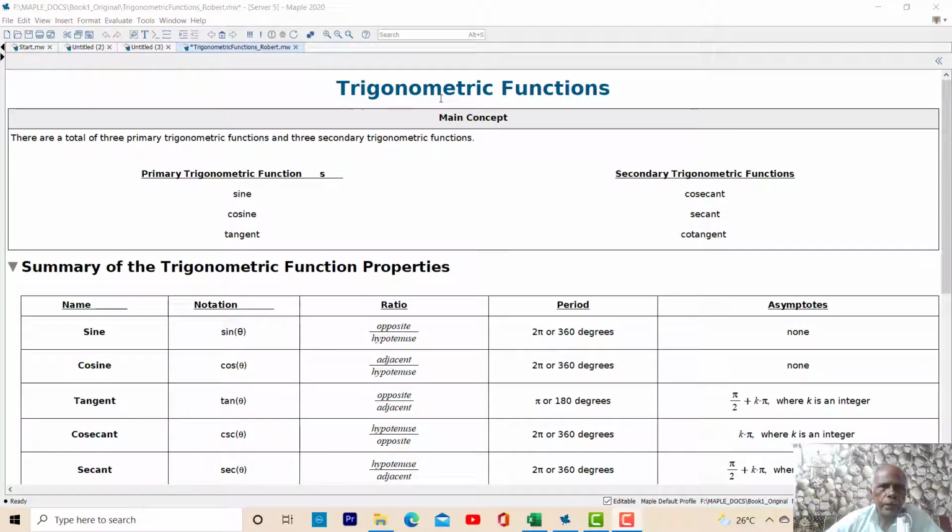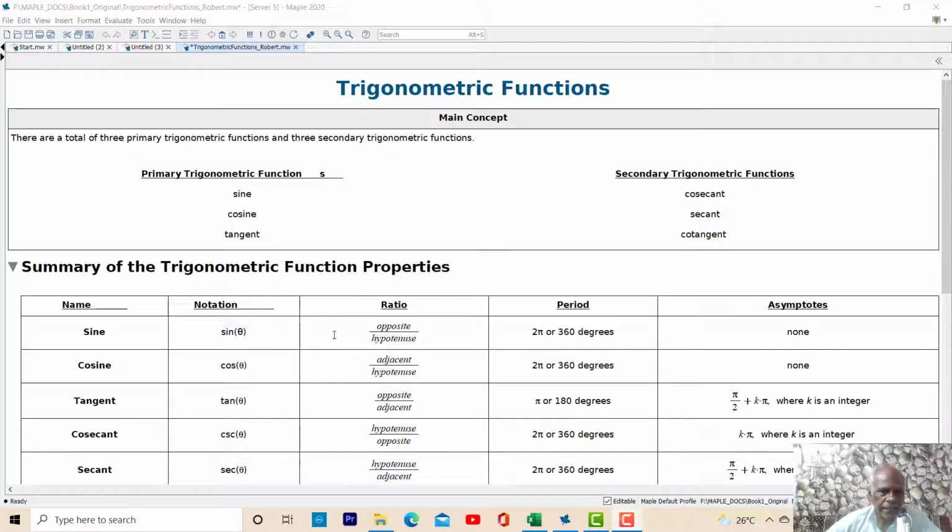Today we are going to see trigonometric functions. There are three primary trigonometric functions: sine, cosine and tangent. The reciprocals of these three functions are called secondary trigonometric functions. They are cosecant, secant and cotangent.